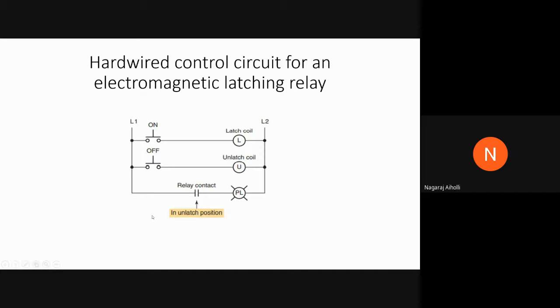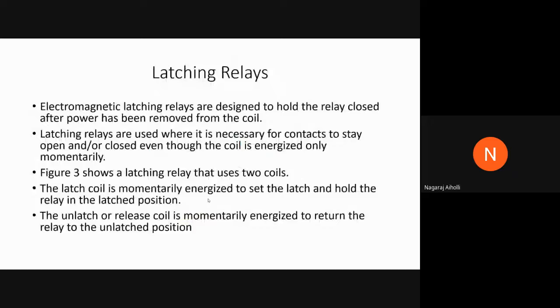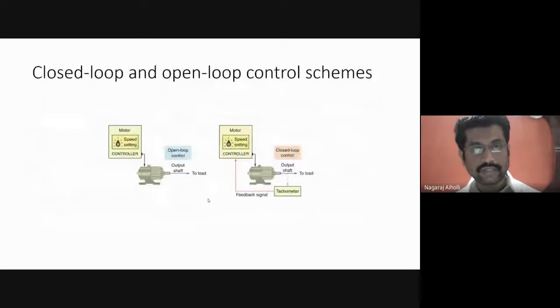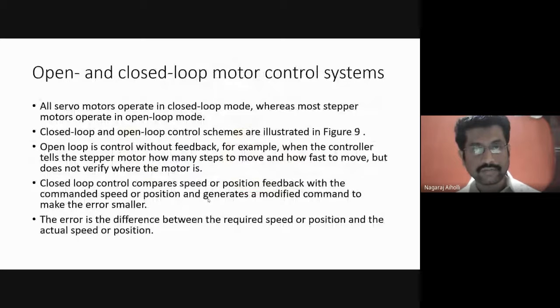Now, because of this relay contact, it is in unlatched position. Why it is in unlatched position is, this is normally open, right? How to represent normally open and normally closed? We have seen in the last class. Symbols. Try to recollect the symbols of normally open and normally closed relay contacts.